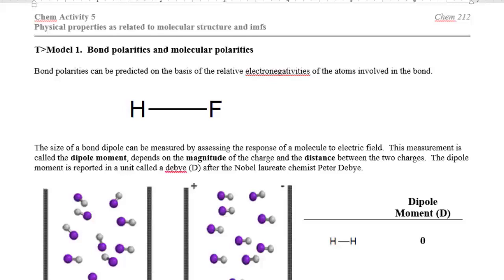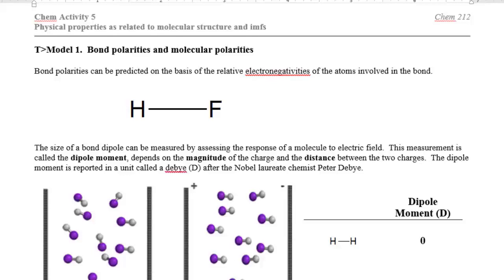But first of all, we need to make a detour and review the properties of polarity in bonds and in molecules. So to start off, I have a representation of hydrogen fluoride, a very simple molecule, and it's a great molecule to examine the idea of bond polarity.